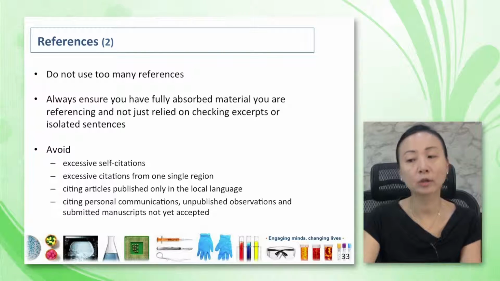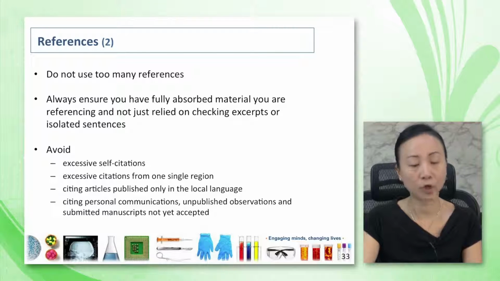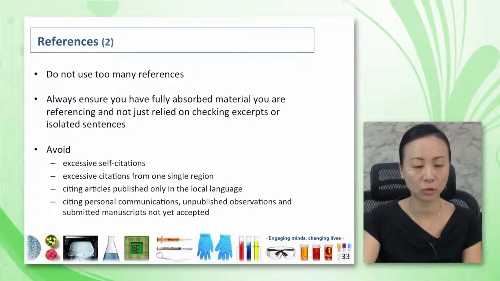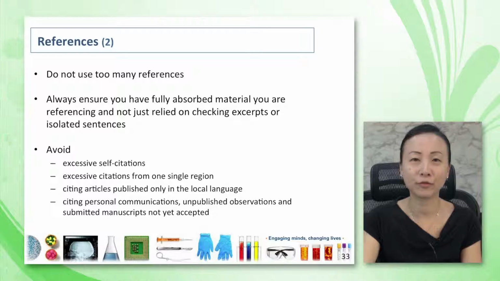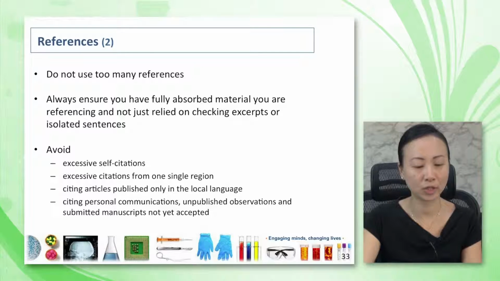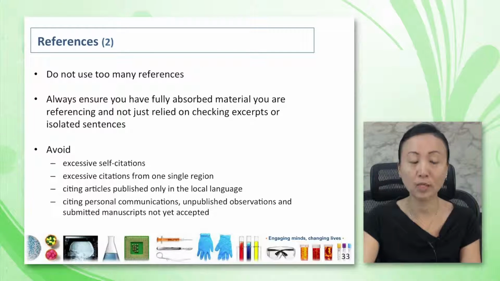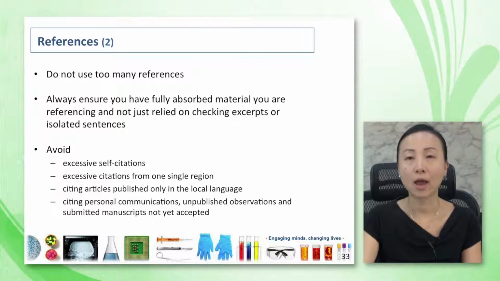Avoid also personal communications, unpublished observations, and submitted manuscripts not yet published or accepted. If you must cite these types of information, then they should not be listed in the references section. Rather, they should be listed in the main body of your text, together with the full details of the people's names, their qualifications, their affiliations, the date of the personal communication, what form the communication took, and so on.